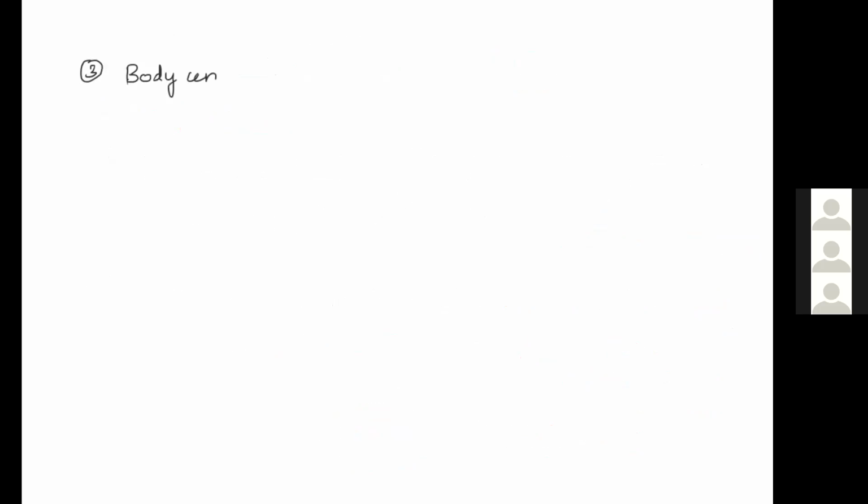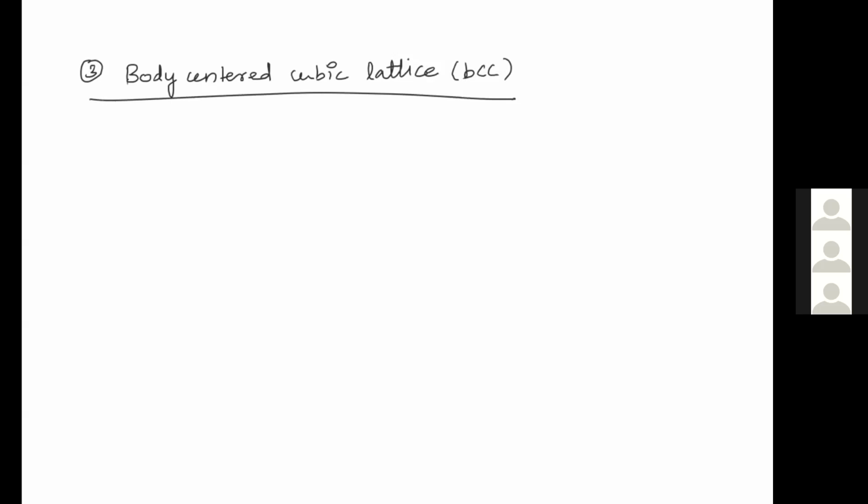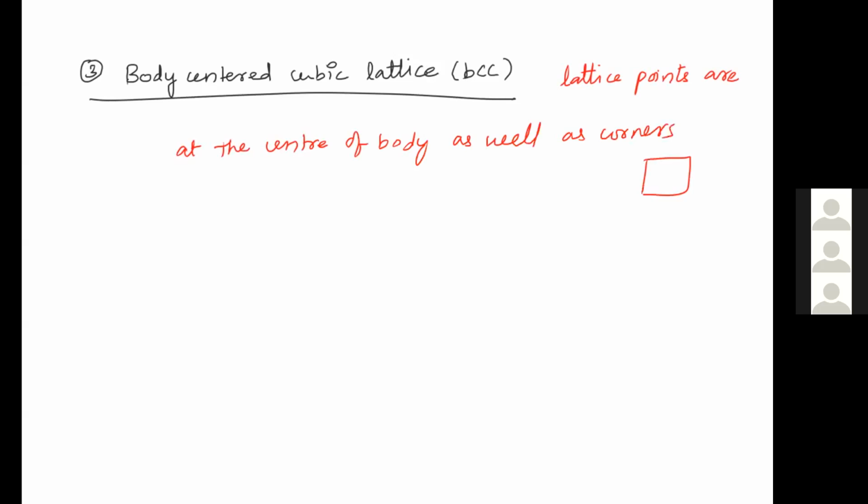Body-centered cubic lattice. I want all of you to be a bit active, because it's a new chapter. In this, the lattice points are at the center of the body as well as at the corners. You already know what the corners are. This is the unit cell with the lattice points, and you can see clearly that there is only one center.